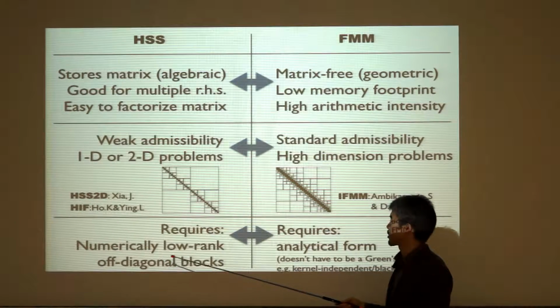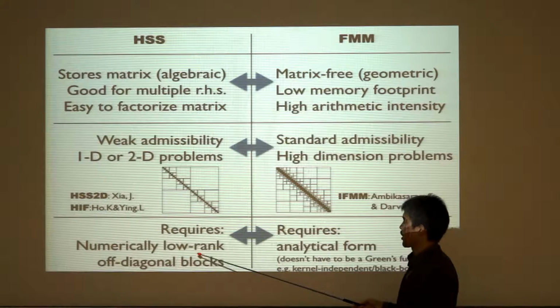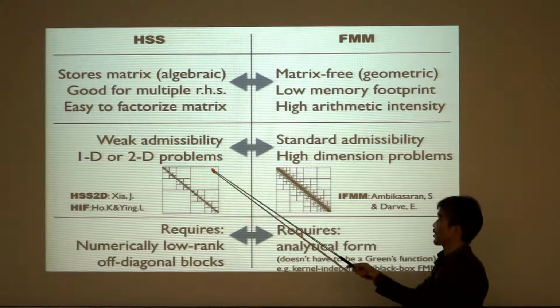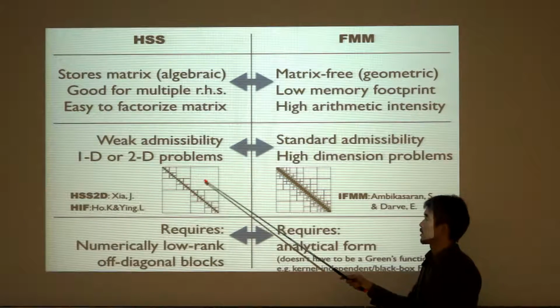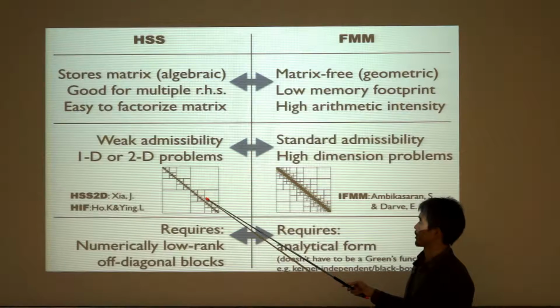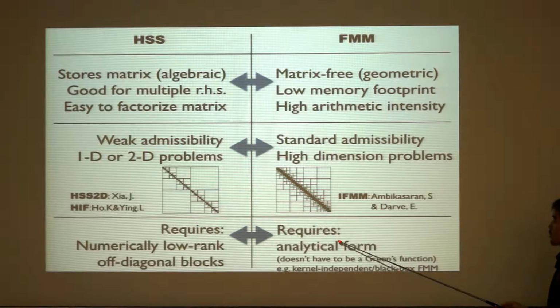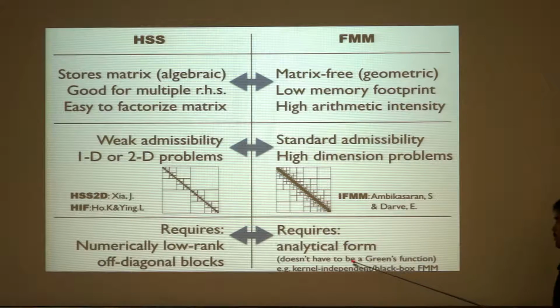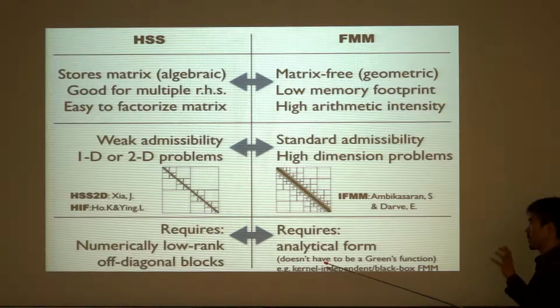And so some of the limitations, like I mentioned, are you need to have numerically low rank of the off-diagonal blocks. Otherwise, if this is completely dense, then this is not a fast method at all. It's just partitioning a dense matrix for no good reason. Okay, and this one requires an analytical form. Like I mentioned in the previous slide, it doesn't necessarily have to be a Green's function. It could be some radial function, but even if you use these kernel independent or black box type methods, you still need the analytical form of the forward operator to start with.